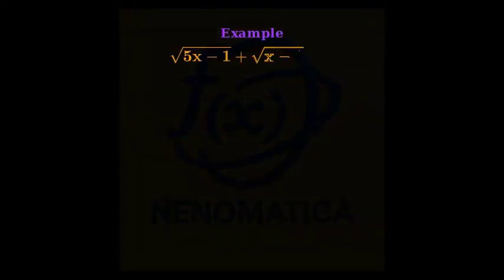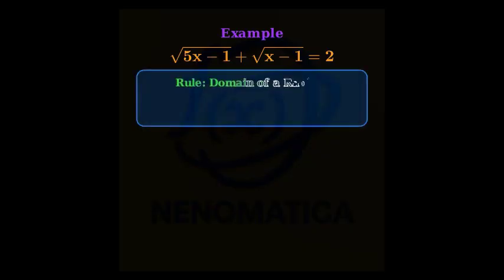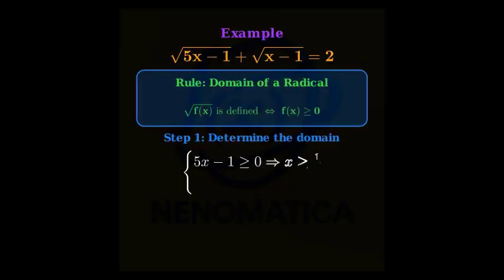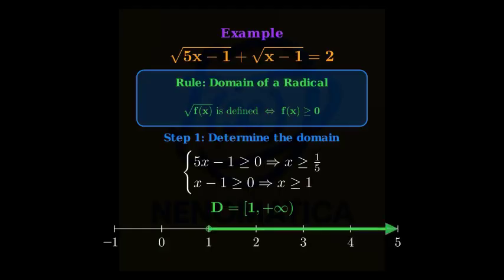Example. We will solve the radical equation square root of 5x minus 1 plus square root of x minus 1 equals 2, step by step using the domain first approach. Step 1. Determine the domain of the equation. Both radicands must be non-negative. That means 5x minus 1 is greater than or equal to 0, and x minus 1 is greater than or equal to 0. Taking both together gives x greater than or equal to 1.